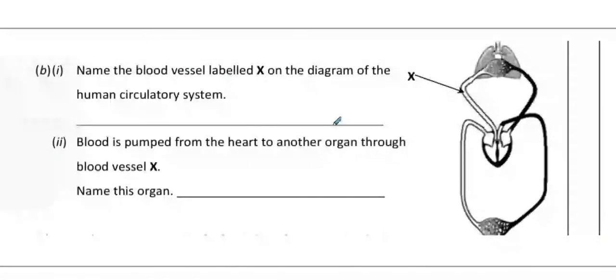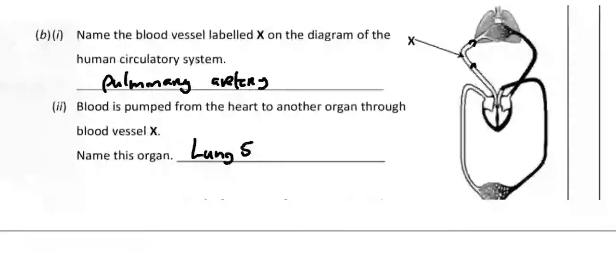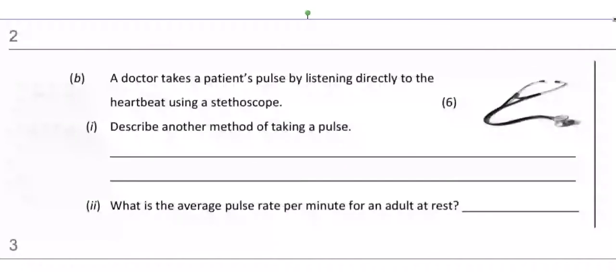Name the blood vessel labeled X in the diagram. Well, it's going away from the heart and to the lungs. It's the pulmonary artery. But blood is pumped from the heart to another organ through vessel X. Name this organ. It's pumping blood towards the lungs. Okay, so we got lungs there. Now we're on to the next part.